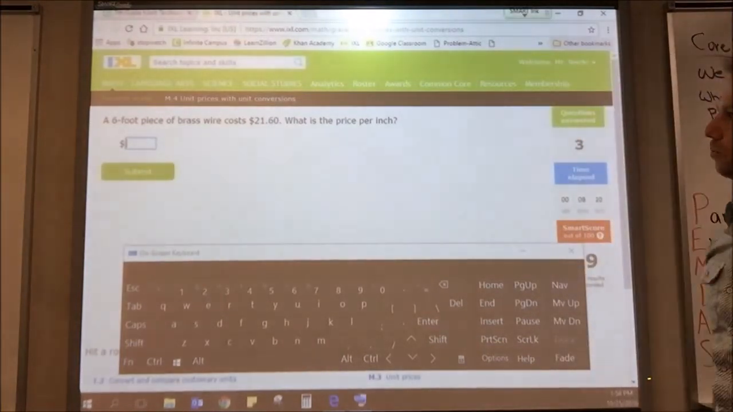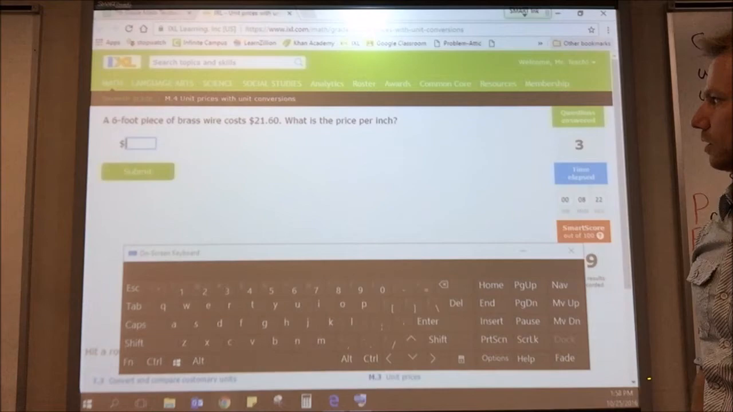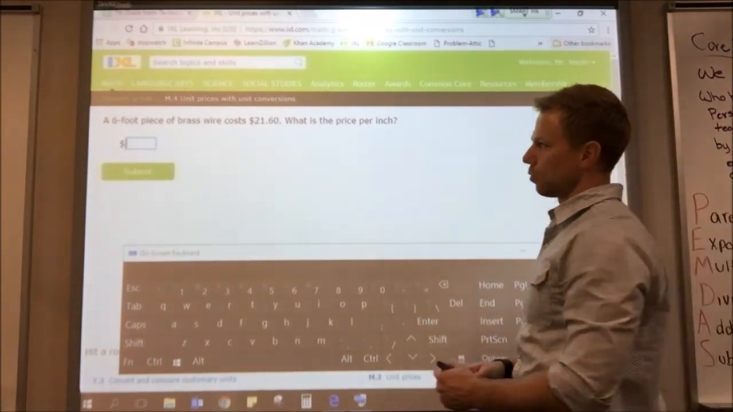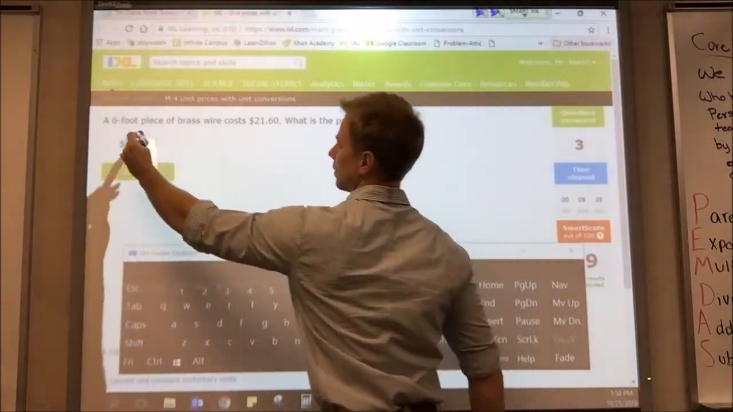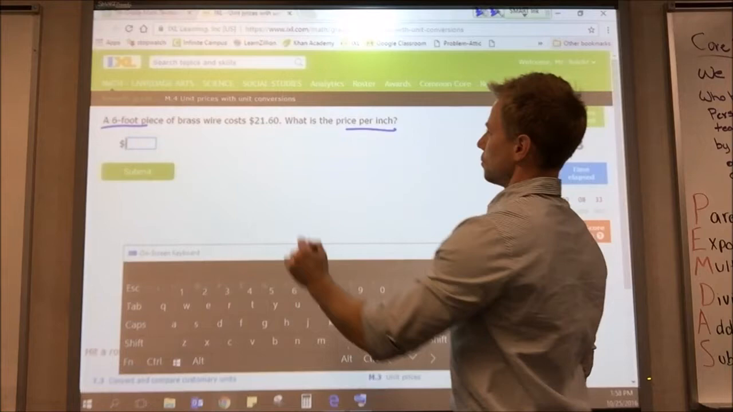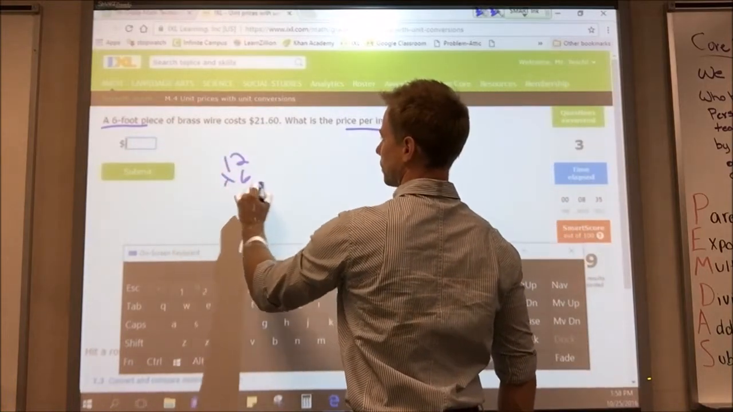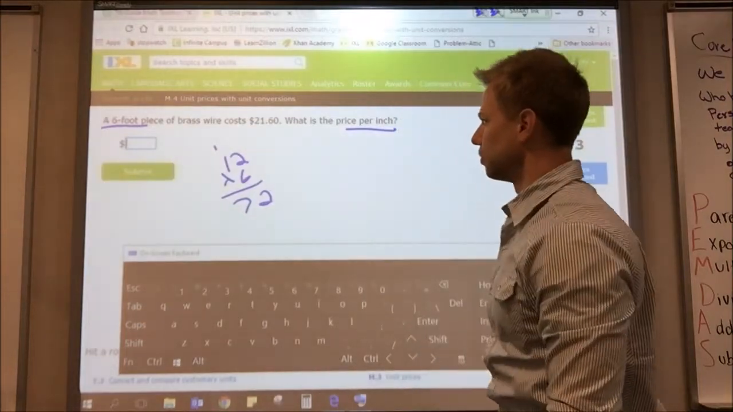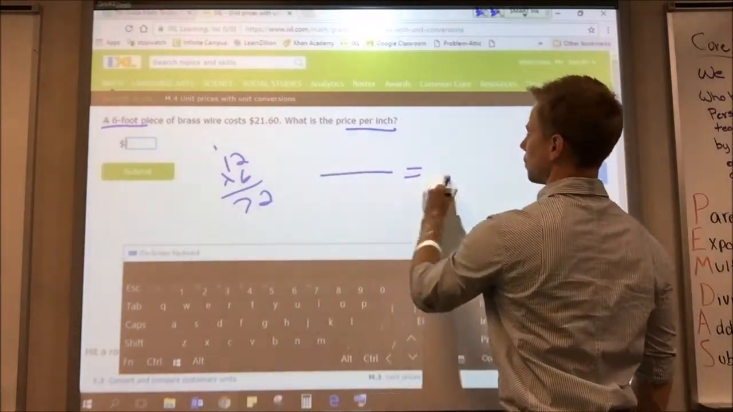And a 6-foot piece of brass wire costs $21.60. What is the price per inch? So again, we'll convert our feet to inches because our answer has to be in inches. So we will multiply 6 times 12, which is 72. We're going to use that number in our proportion.